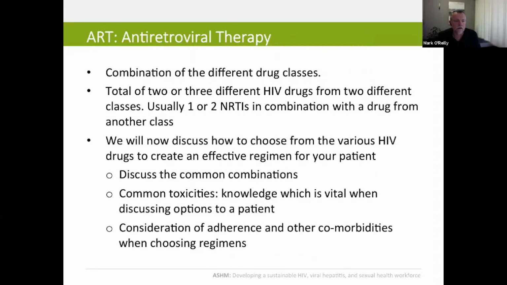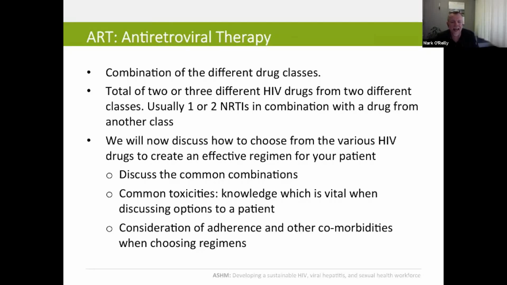So antiretroviral therapy is a combination of drugs from different drug classes, a total of 2 or 3 different HIV drugs from 2 different drug classes. Usually there's either 1 or 2 NRTIs in combination with a drug from an additional class.